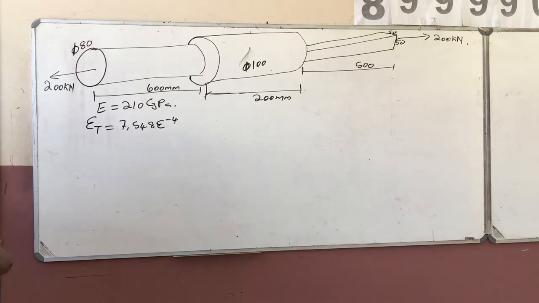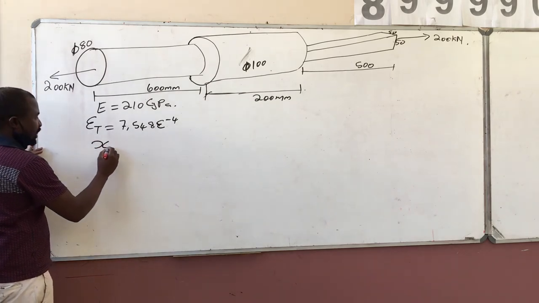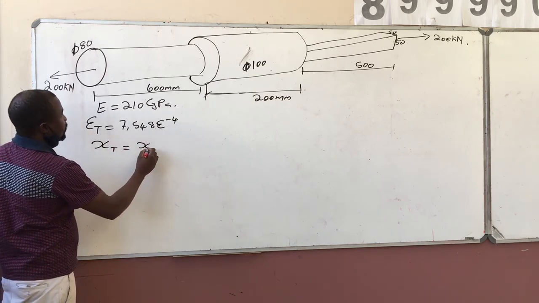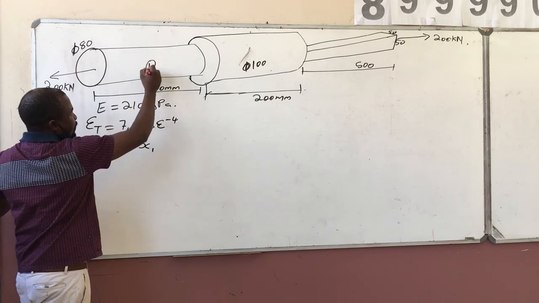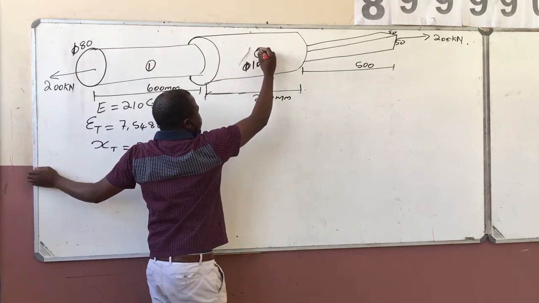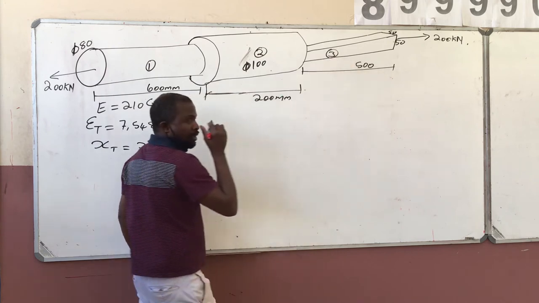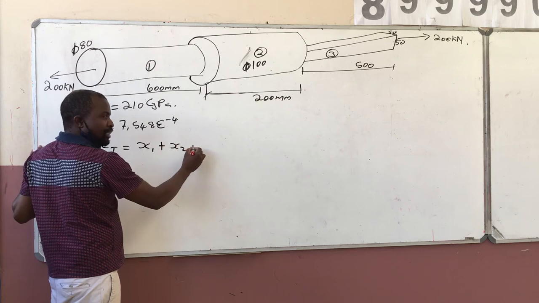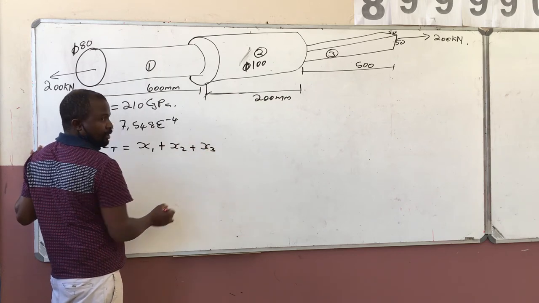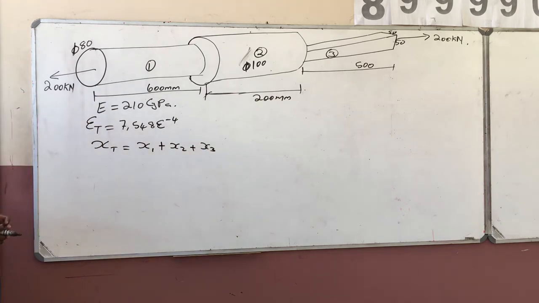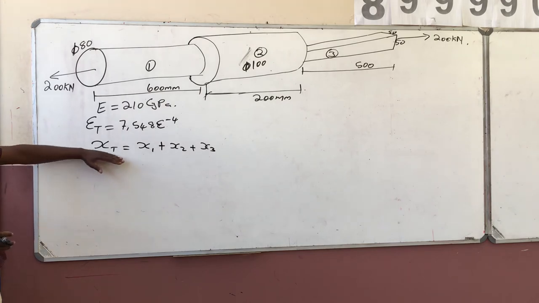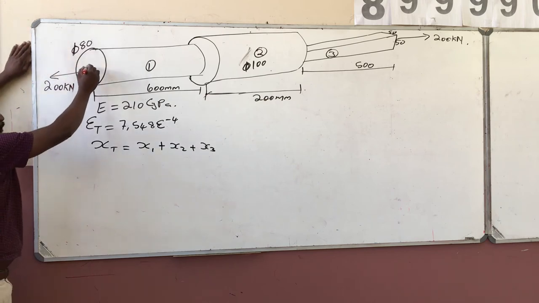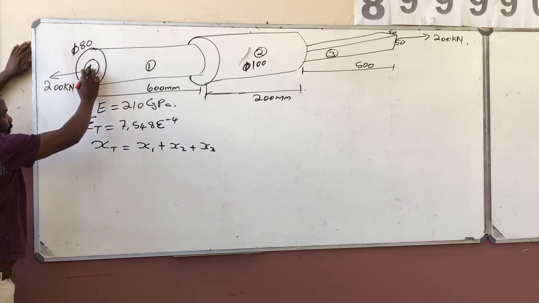Total change in length. Yes, the change in length, the first one plus the second plus the third, X1 plus X2 plus X3. You see that one? So in this case, we are not given the inside diameter; they want us to find the diameter of the hole there.